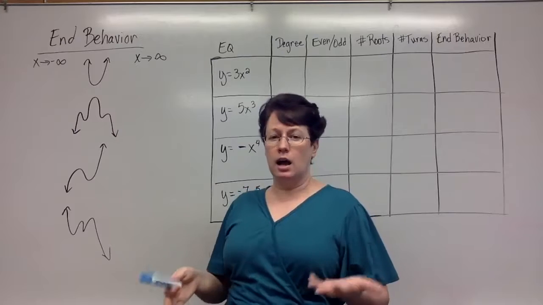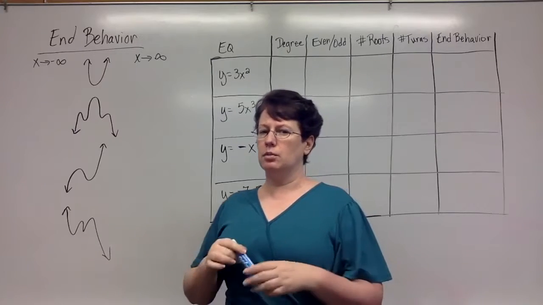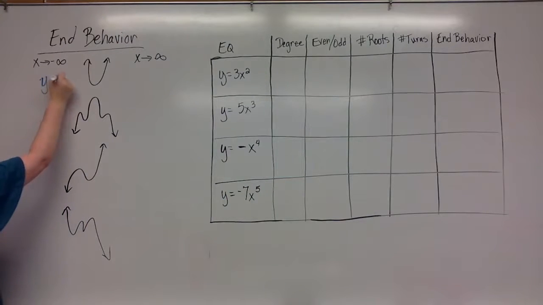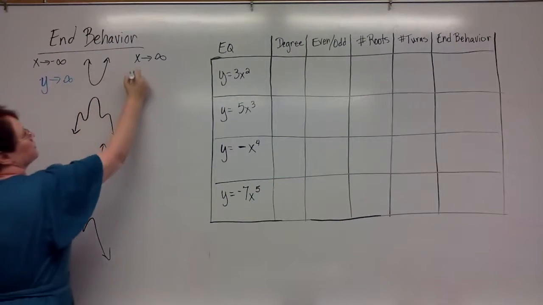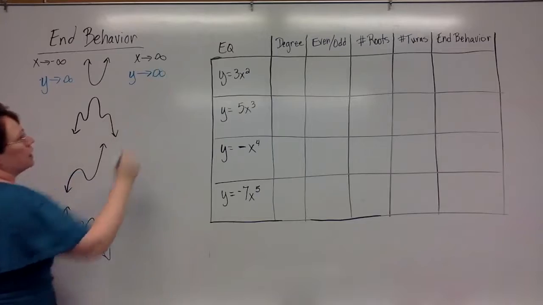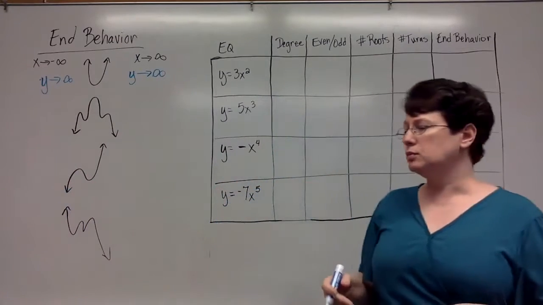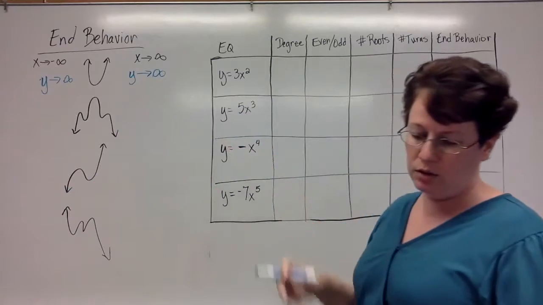So we don't write up, because up can mean any number of things. What we write is that y goes to positive infinity. So they're both going up. Y is going to positive infinity. All right? Now look at the second graph right underneath it.